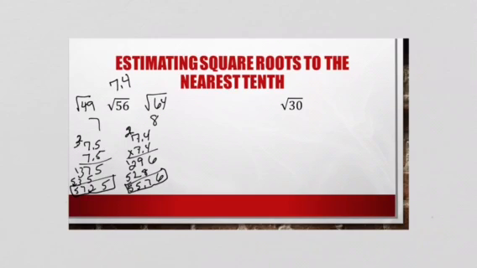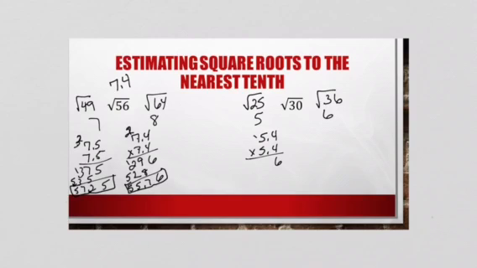Okay, so they might be a little bit confused. So let's try it again, except for this time use the square root of 30. So we do the square root of 25 and the square root of 36. Those are the two perfect squares. So we know it's between 5 and 6. What number should I choose? I'm going to choose 5.4. Why am I choosing 5.4? Because 30 is in between 25 and 36, and it's a little bit closer to 25. So I'm going to use 5.4.